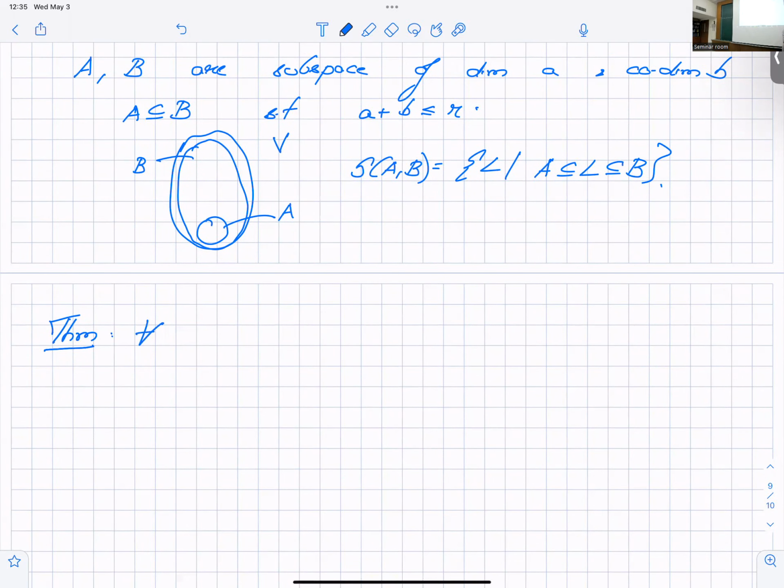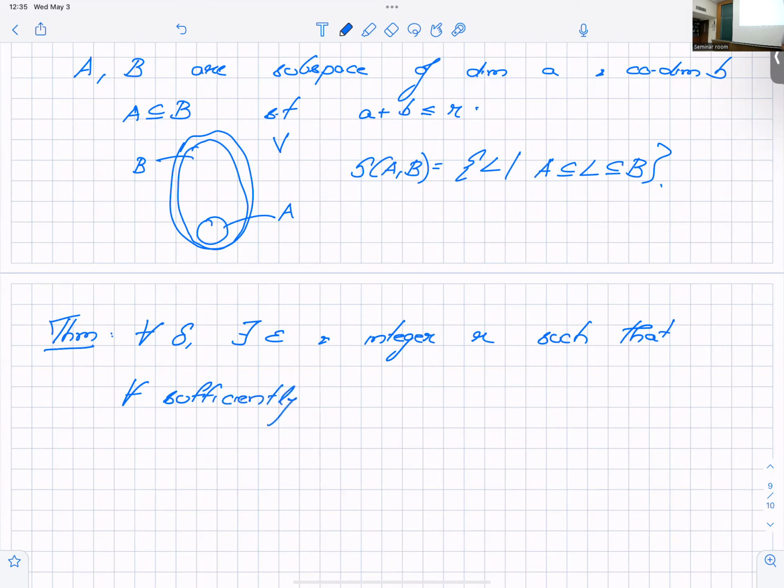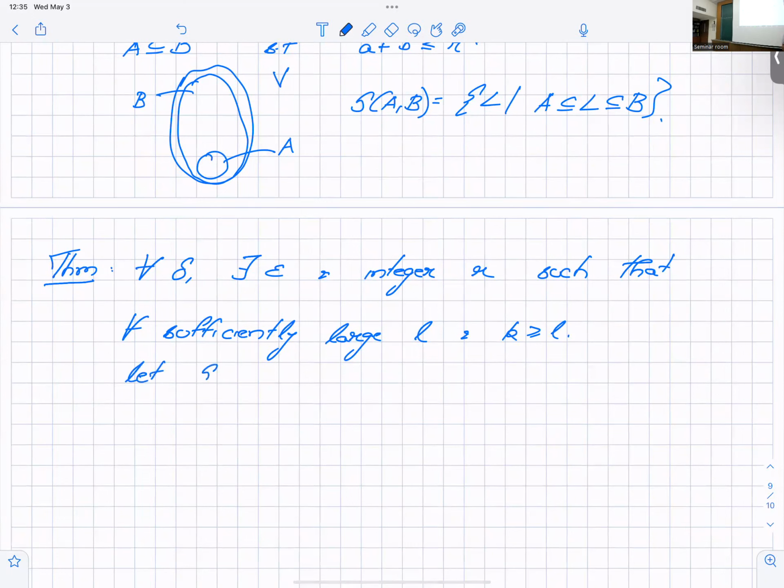For all delta, there exists an epsilon and an integer r such that for all sufficiently large L and A larger than L, let S belong to the vertex set of Grassmannian KL such that P of S is less than or equal to delta. That it is a non-expanding set.